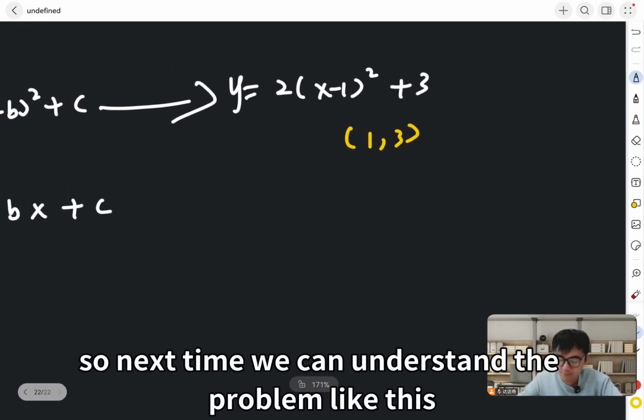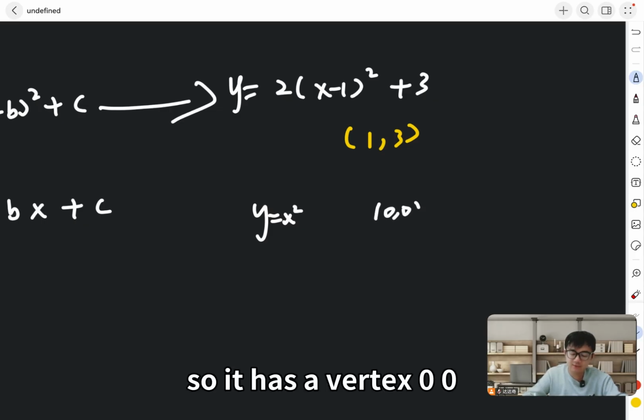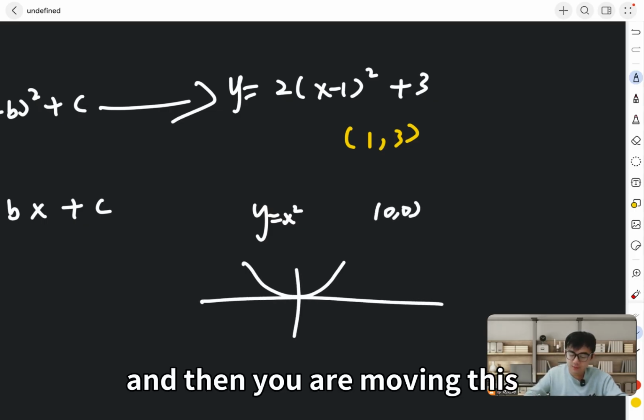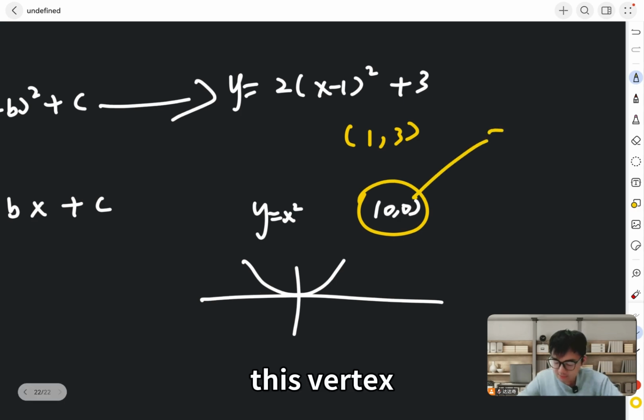So next time, you can understand the parabola like this. It has a vertex at 0, 0, and then you are moving this vertex.